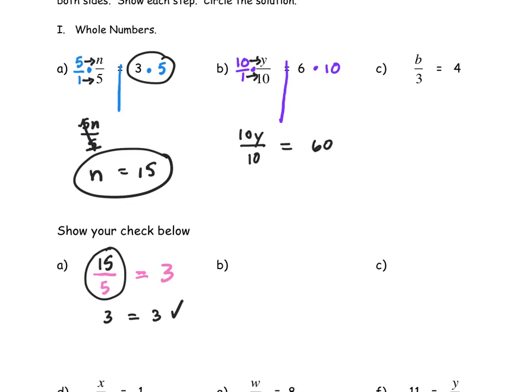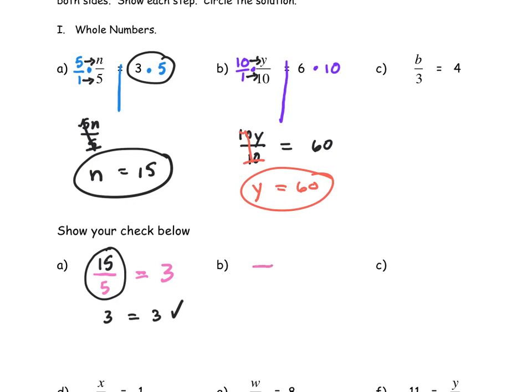Now, we just have one more step. We don't want to see this 10y over 10. In fact, if I look at that, I can realize, oh, 10 divided by 10 is 1. So this becomes a coefficient of 1, and 1 times y is y. So y equals 60.